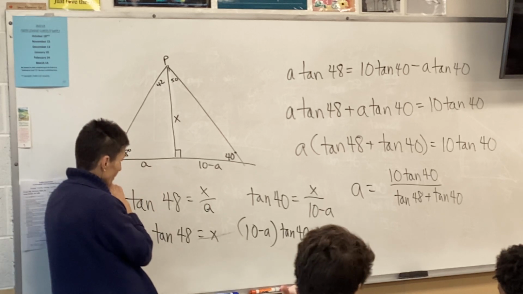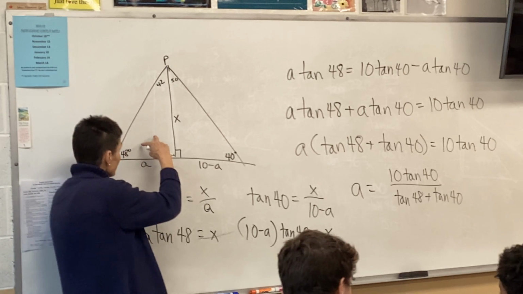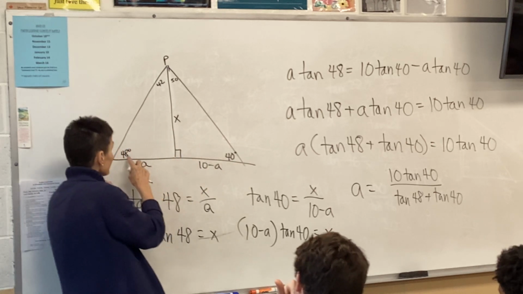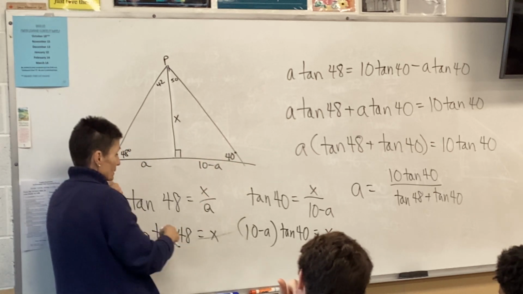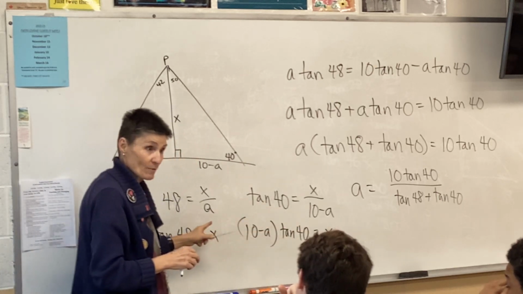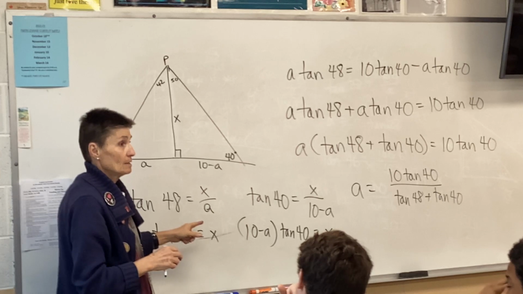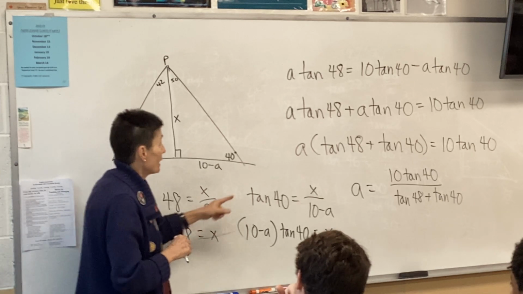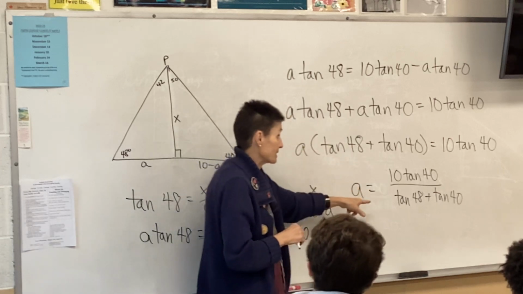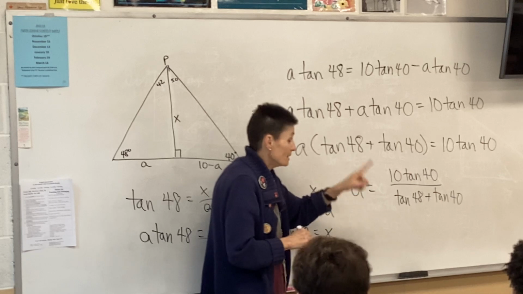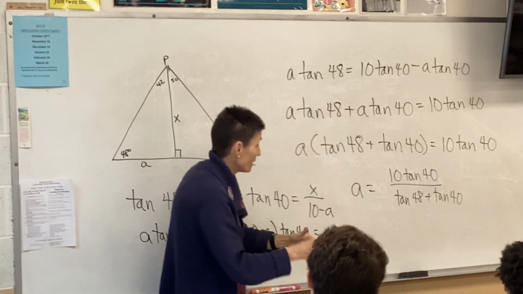Then we did each triangle, tangent, tangent. It was easiest to get X by itself, so that's what I did. I could have gotten A by itself. And then did some arithmetic and got to here. Is it okay now, Leah? Yeah. Okay. Now, I can type that in on my calculator.